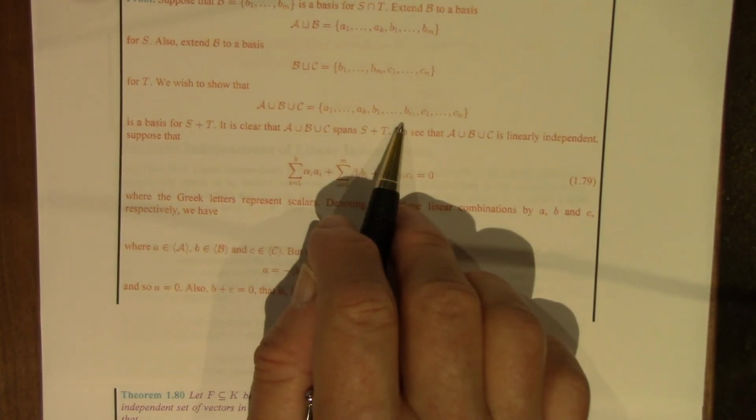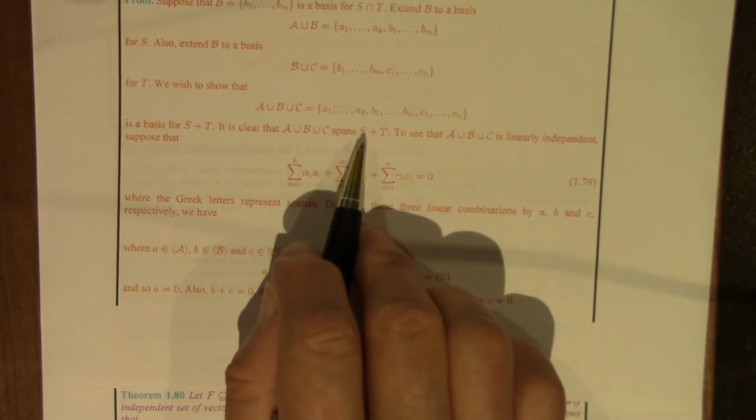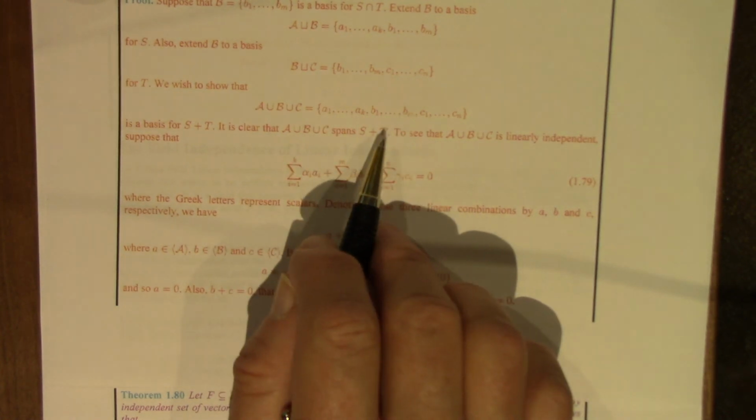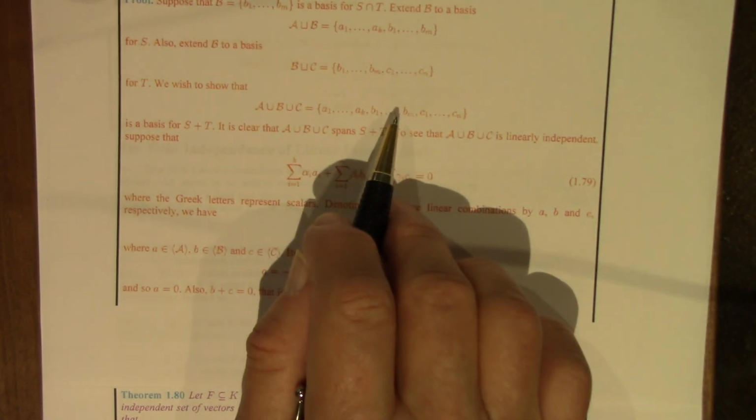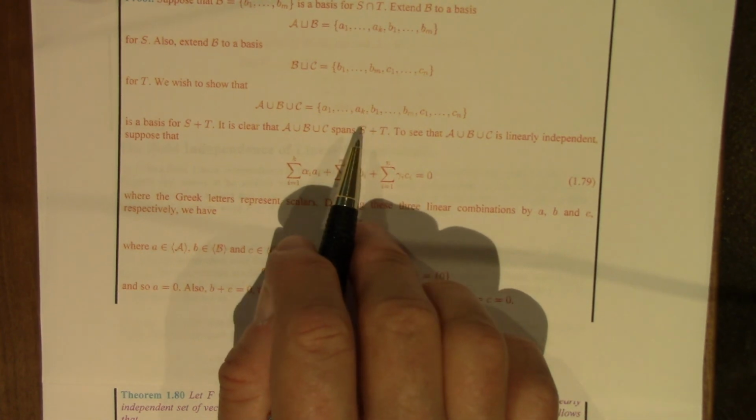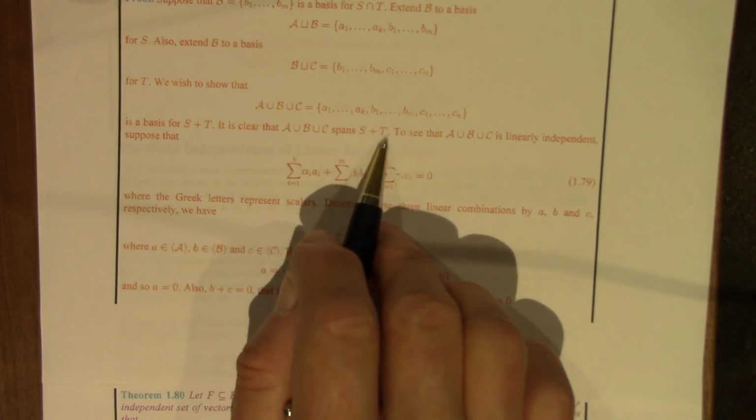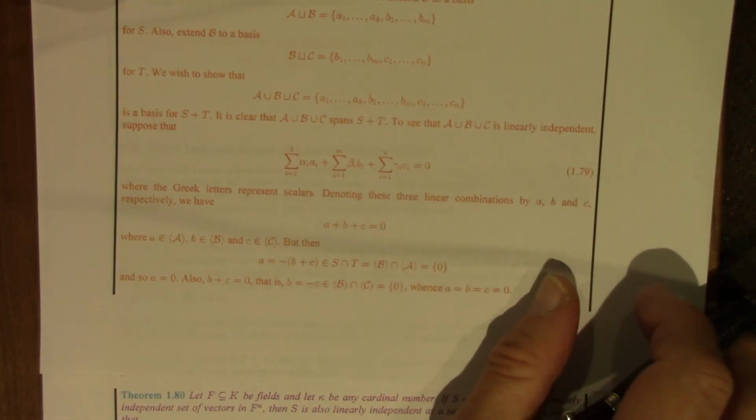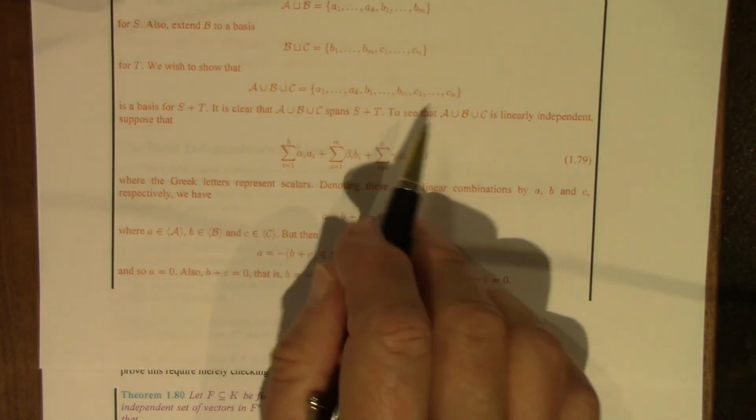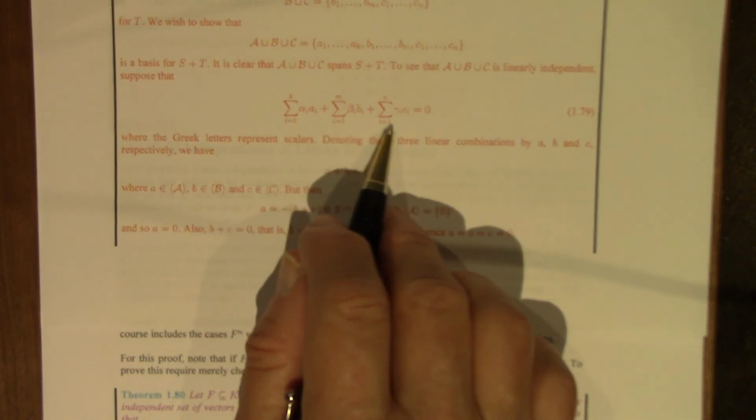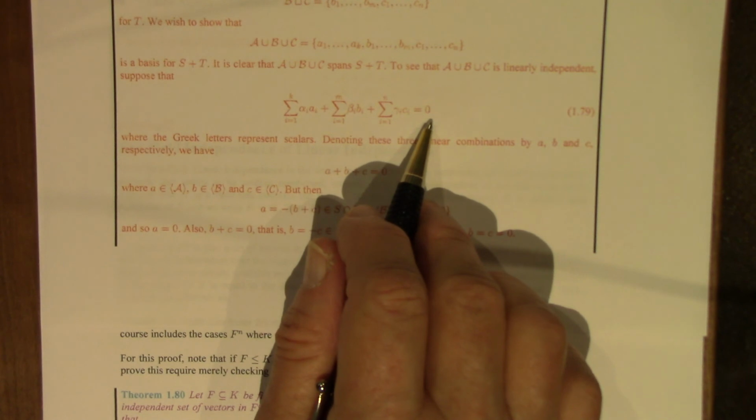They certainly span the sum, because any vector in S is a linear combination of the A and B vectors. Any vector in T is a linear combination of the B and C vectors. So any vector in here is the sum of a vector in S and a vector in T. So it's a linear combination of all of these. The testy part is to prove this is linearly independent.